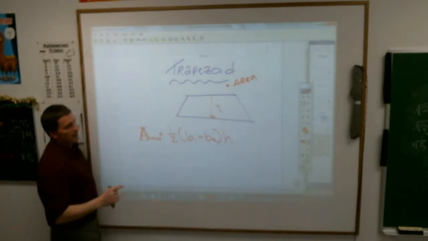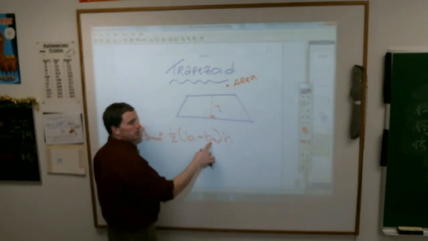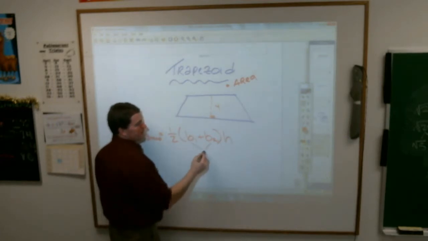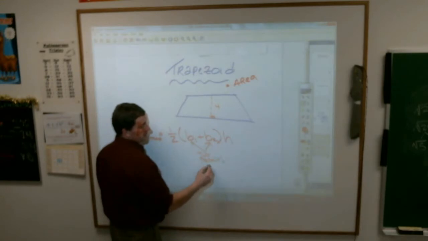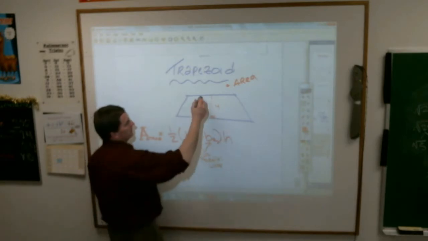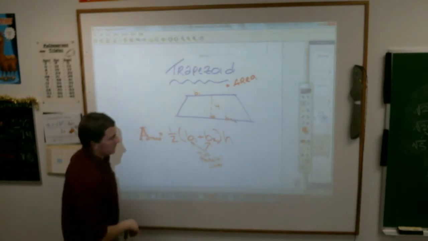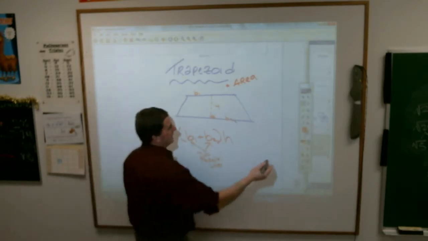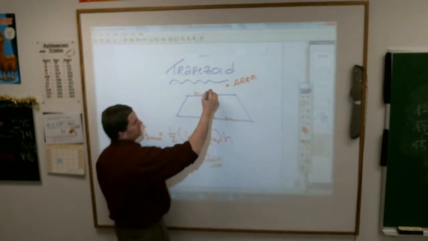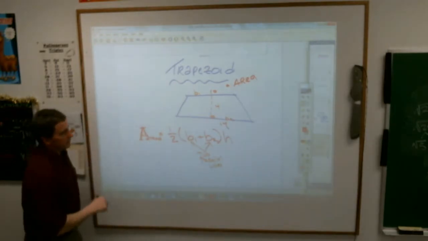Okay? Now, if there's any tricky part, it's probably this. The base 1 and base 2, these two lines right here, are the two parallel lines. And it doesn't really matter which one you call which. I could call this base 1 and I could call this base 2. Doesn't really matter. Okay, so as it looks here, let's say this is 10 and this is 14. That's all I need to know to find the area of that trapezoid. I just plug it in there.